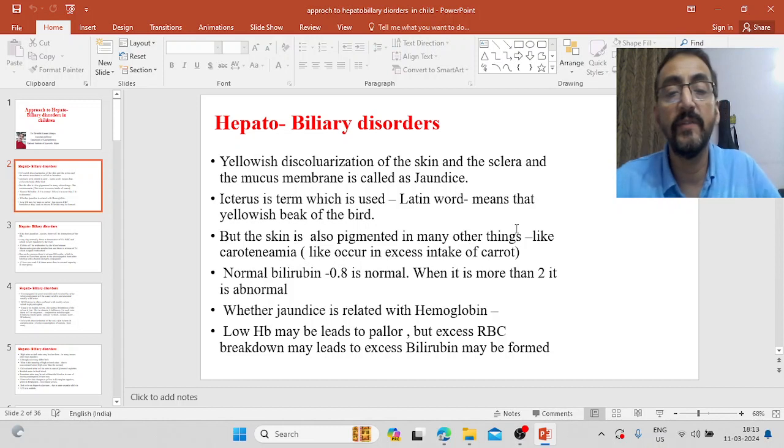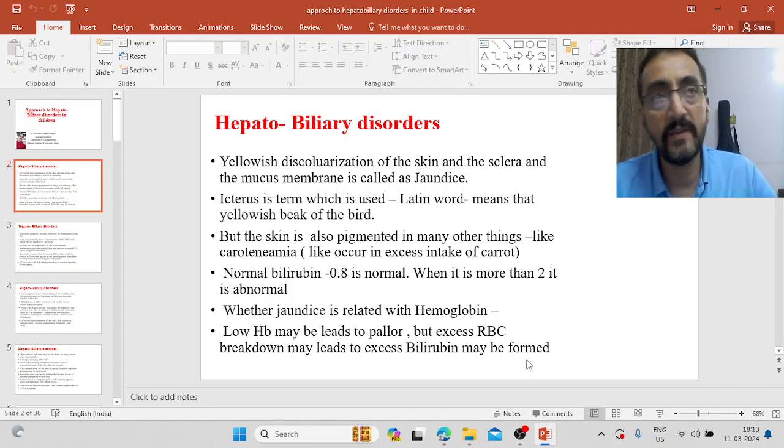So whether the jaundice is related to the hemoglobin or not, this point has to be made clear, because usually, why does jaundice occur? Jaundice occurs because of excess destruction of the RBCs.